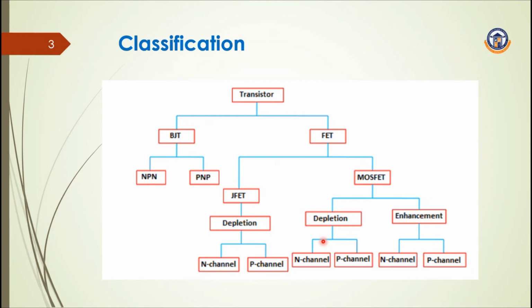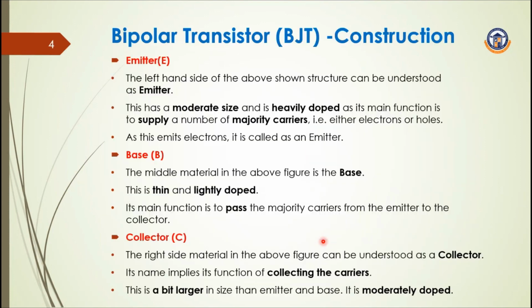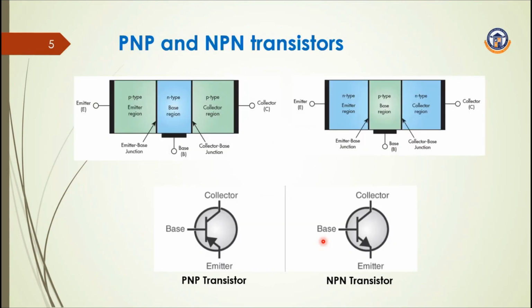In a bipolar junction transistor, there are three terminals: emitter, base, and collector. The emitter is always heavily doped with moderate size, and the base is a thin material which is lightly doped, and the collector is lightly doped compared to the emitter, and its size will be somewhat bigger than the emitter. And there are two types of transistors, NPN and PNP transistors, and the construction is shown here.